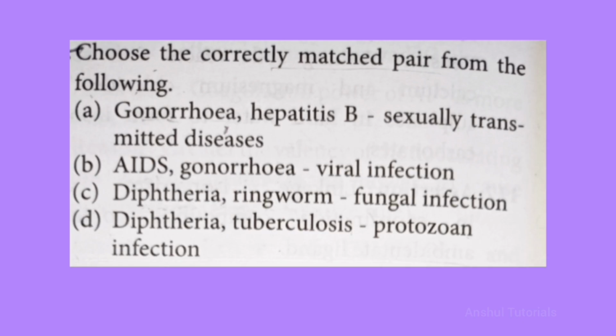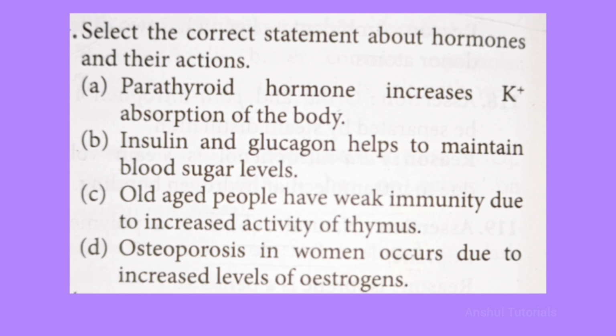In cloning of cattle, a fertilized egg is taken out of the mother's womb, and so the correct answer is option A. And the next question is, choose the correctly matched pair from the following. The correct answer is option A, that is gonorrhea, hepatitis B, sexually transmitted diseases. And the next question is, select the correct statement about hormones and their action. The correct answer is option B, that is insulin and glucagon help to maintain the blood sugar level.